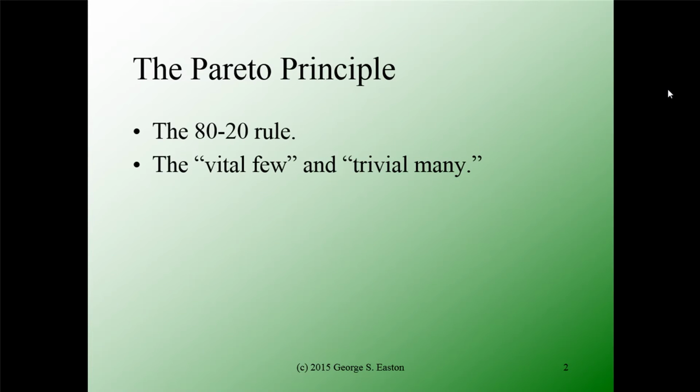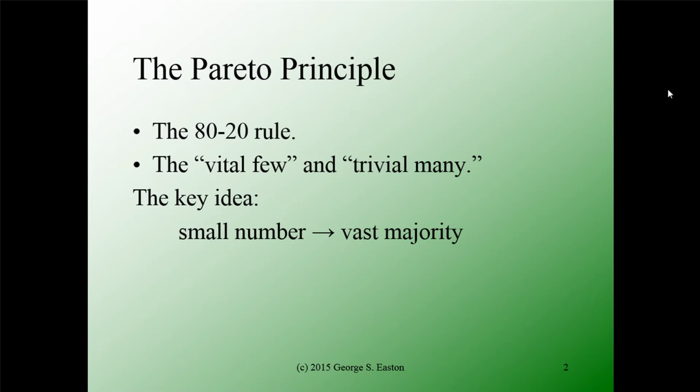So you probably already basically know what the Pareto Principle is. It's the famous 80-20 rule. It's the idea that things like 80% of the complaints come from 20% of the customers, and so on. Or in the words of Joseph Juran, it's that there are a vital few things that have the vast majority of the impact, and all the rest of the things are the trivial many. So the key idea of the Pareto Principle is that a small number of things lead to the vast majority of the result. So you're thinking small number, vast majority.